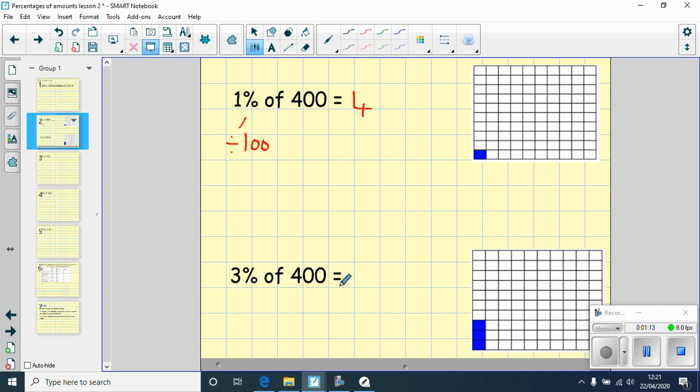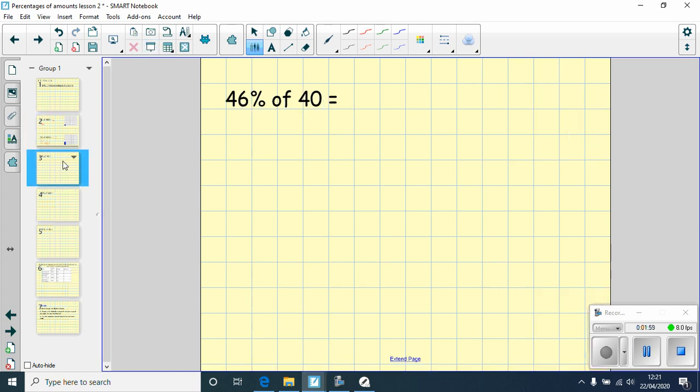Let's have a look at this one. 3%. So this is saying 3% of 400. This is what 3% looks like. We've got the 100 square there to show what the full amount looks like, 100%. We've got 3 little boxes coloured in. So to find 3%, we would first of all find 1% by dividing by 100. So 1% of 400 is 4. But I don't want 1%, I want 3%. So I times it by 3. 1 times 3 is 3. So then I times 4 by 3, which is 12. And that's the answer that I want there, the 3%. So 3% of 400 is 12.